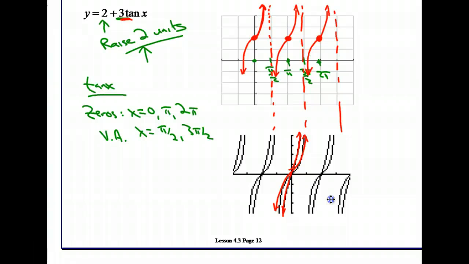All right, so that takes care of our tangents and cotangents. That takes care of all the graphing that we need to do. We can graph now sines, cosines, secants, cosecants, tangents, and cotangents. We are done.